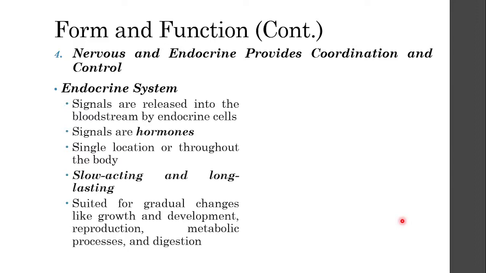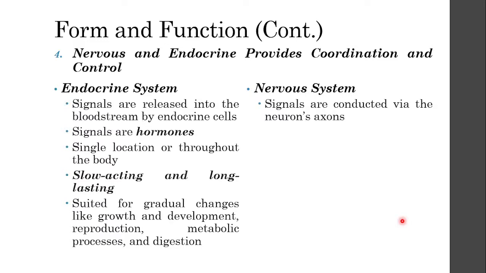Also reproduction, metabolic process, and digestion. And then you have your nervous system, which is also a signaling system in your body, but the difference is that instead of releasing signals into the bloodstream, the signal of the nervous system is conducted via the nerve cells and through the axon of the nerve cells. The signal is a type of electric impulse, and when it reaches the terminal button, the nerve cell also releases different types of neurochemicals. We're not going to talk about that today because that's not the focus.